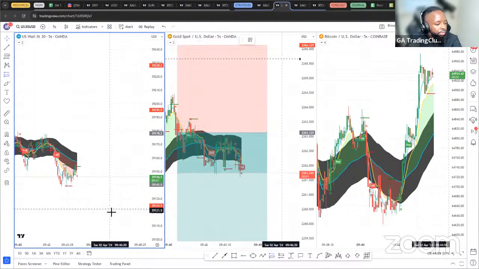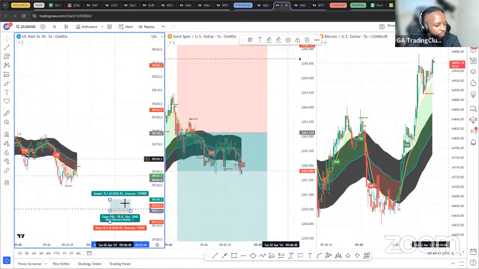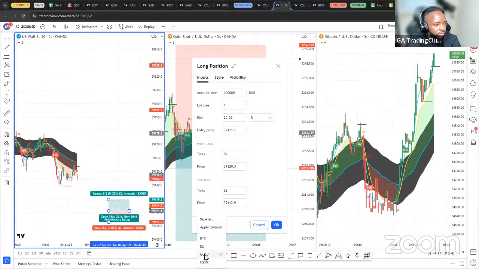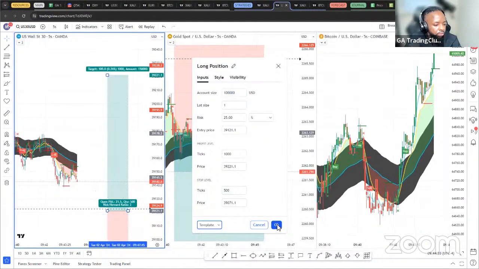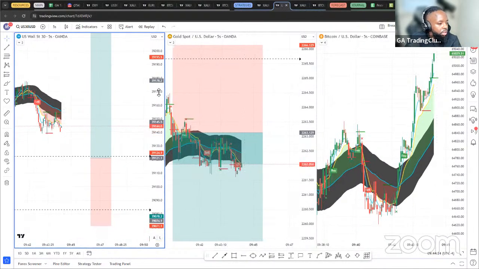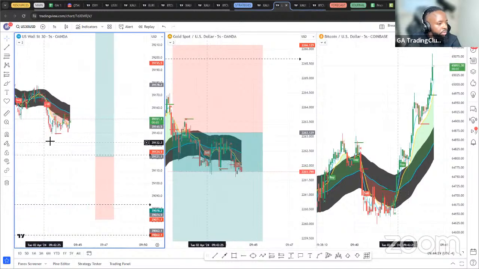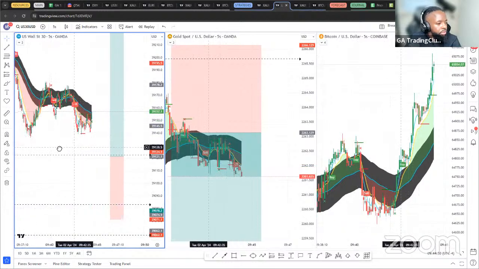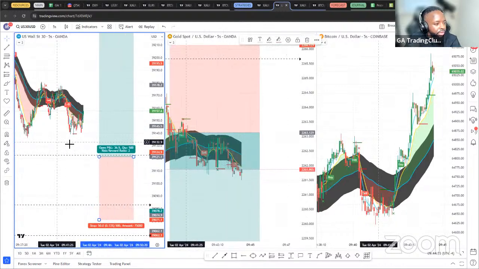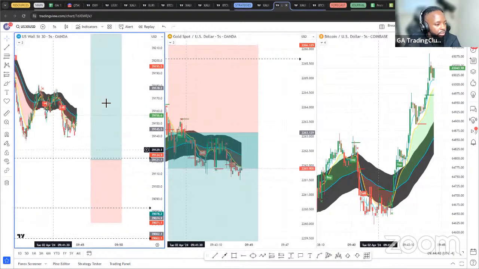So this is the entry for US 30, 39,122. Hopefully we get an entry that's lower than that. Yeah, even for US 30, we might not get back down here. Given this price action, not sure we're gonna tap 120.